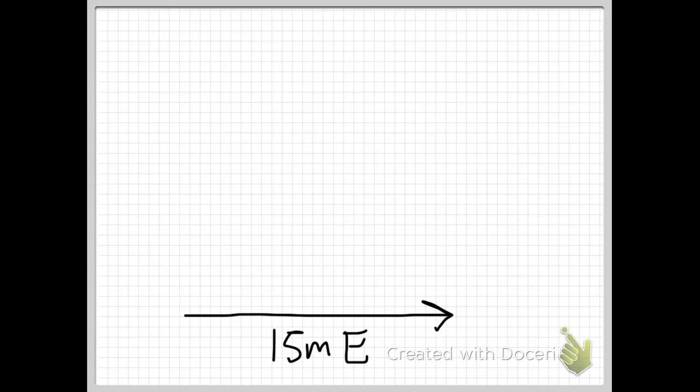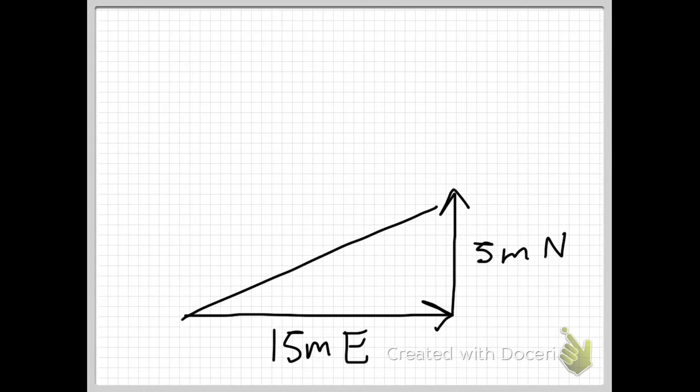Okay, so now we don't have to worry so much about scale. If I go 15 meters east, and I turn, and I go directly 5 meters north, what is my resultant? How do I find it? Well, first I'm going to draw it.